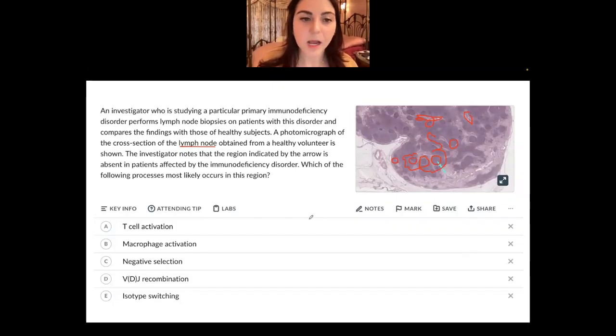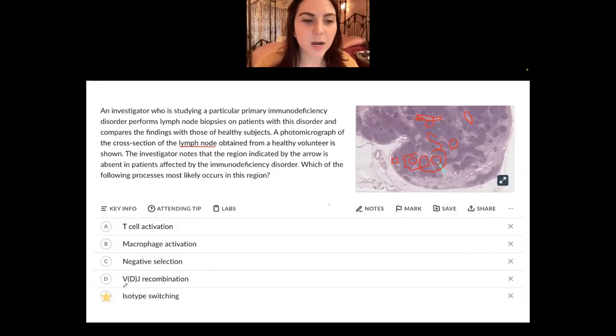But anyway, this one, they're pointing to a follicle. That's your B cell zone. So what happens in a follicle? Remember, that's where you get B cell activation, and that's also where you would get class switching. Remember that image of the B cell going to the follicular dendritic cell in the follicle, seeing the antigen, and going back and forth to do isotype switching, somatic hypermutation, all that stuff. That's all happening in the follicle.